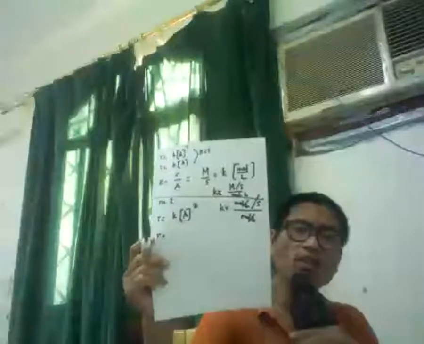Or second to the exponent negative 1. It's just the same, right? So 1/second or s^-1, and we also have 1/s. So this is our unit of k.